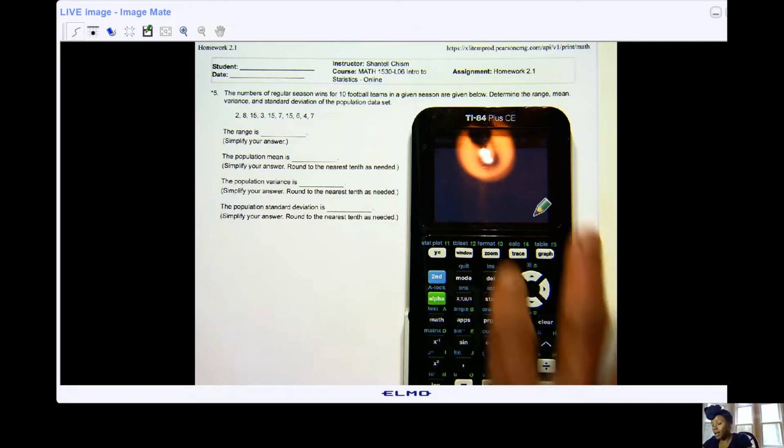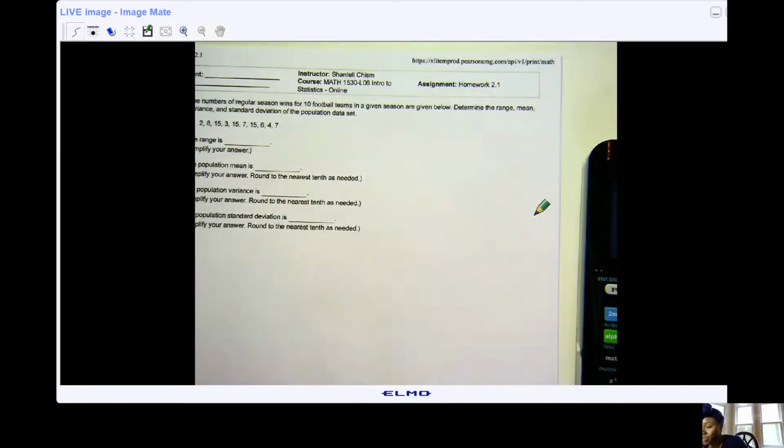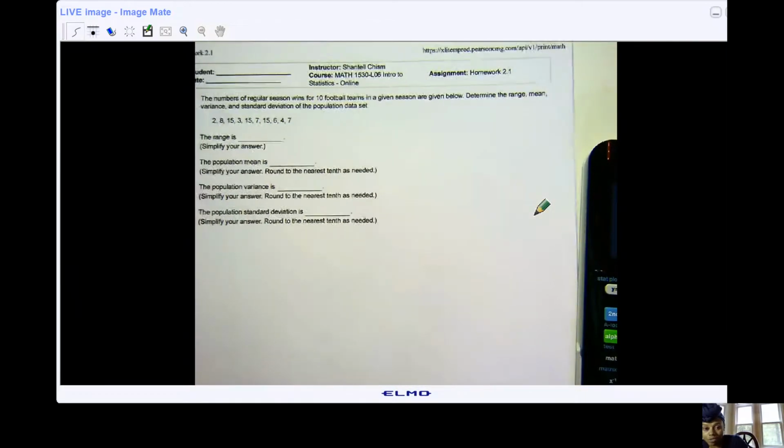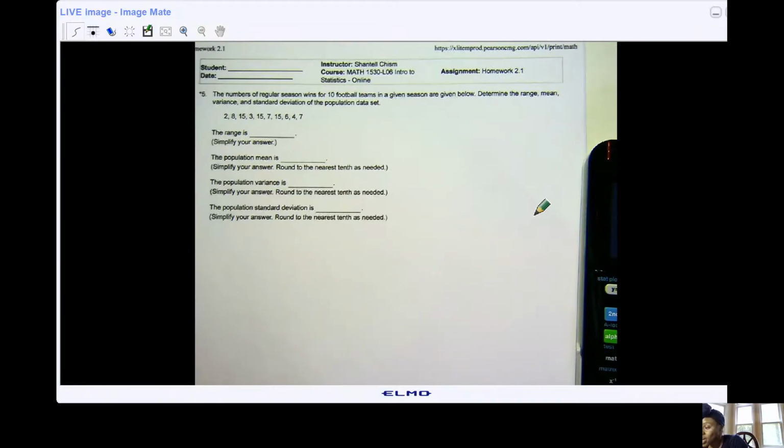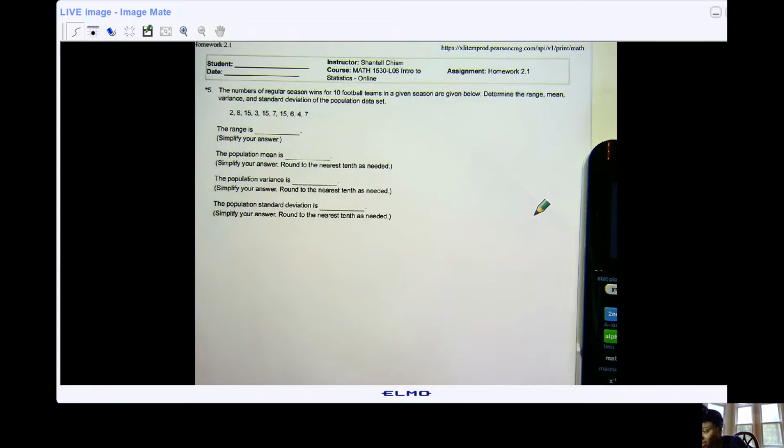Okay, so let's see here. Of course, you should have looked at the lecture videos and taken the notes and seen the formulas for finding these values already, okay? So I won't go into a lot of detail about the formula necessarily. I'm going to show you how to shorten the work, okay?